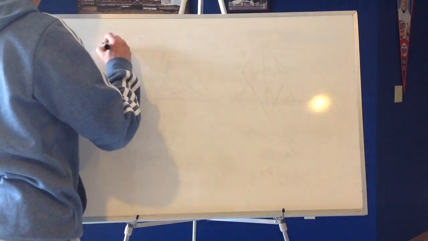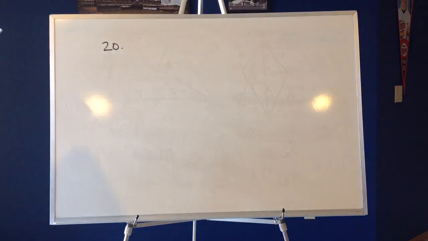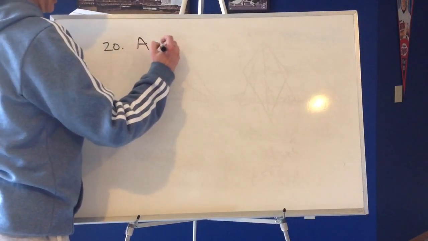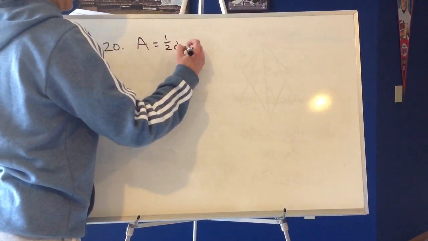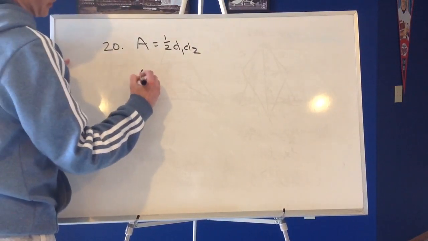For 20, it says one diagonal of a kite is 5 times as long as the other diagonal. If the area of the kite is 640 meters squared, what's the lengths of the diagonals? Okay, so for the area of a kite, we're doing 1/2 d1 times d2. Okay, so it tells us our area is 640.